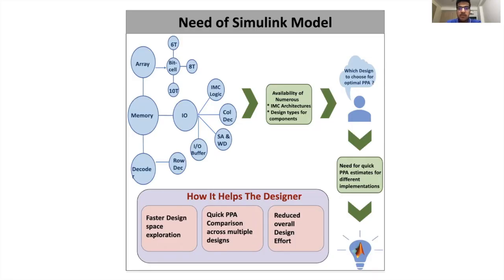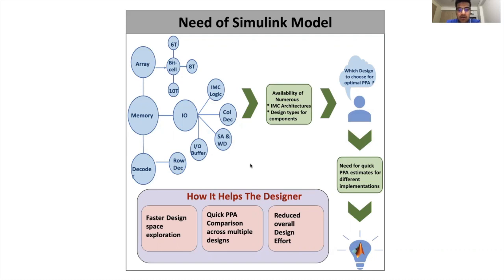So the question that arises here is, why is there a need for a Simulink model? In a memory, there are multiple components such as the decoders, sense amplifiers, write drivers, and also the memory bit cell, which can be a 6T, 8T, or any other type of cell. So this provides a designer with numerous design types and multiple IMC architectures to choose from. And this makes it difficult to choose an optimal design which meets all the requirements.